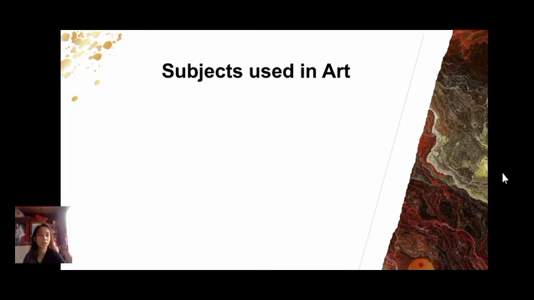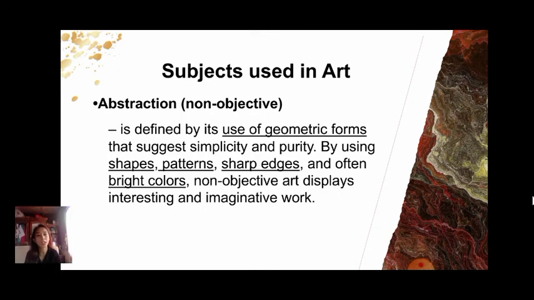Next subject used in art is abstraction, or non-objective. So na naman ta ani sa una pag high school naghimo ta og mga abstract nang may pattern, diba? So, abstraction is defined by its use of geometric forms that suggest simplicity and purity. By using shapes, patterns, sharp edges, and often bright colors, non-objective art displays interesting and imaginative work. So, when we say abstraction, subject nga used in art, may geometric or pattern or shapes like that.